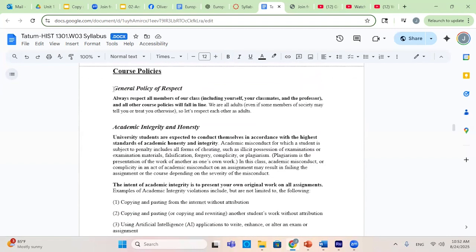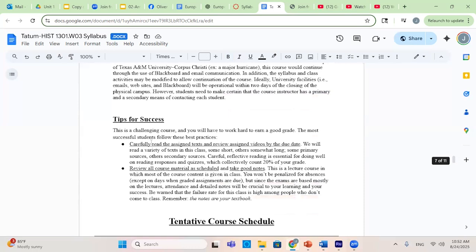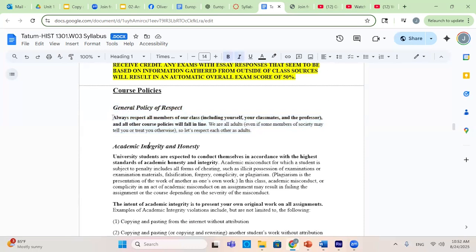All right, course policies. I'm only really going to cover one here. All right. And that is the general policy of respect. Everything else falls under that. All right. You guys can read through the rest of these. I'd recommend you do so, just so you're kind of familiar with the little nitpickies. But you'll notice that they all fall under this here, okay?